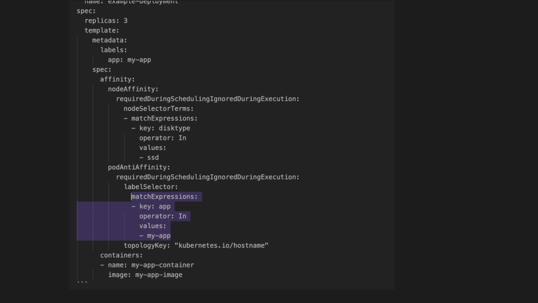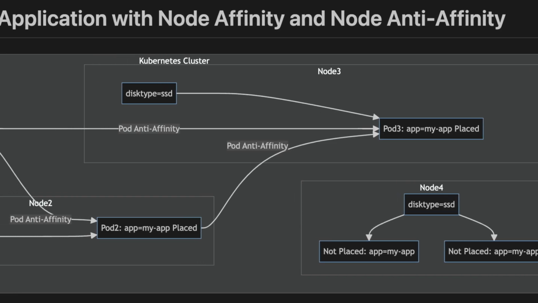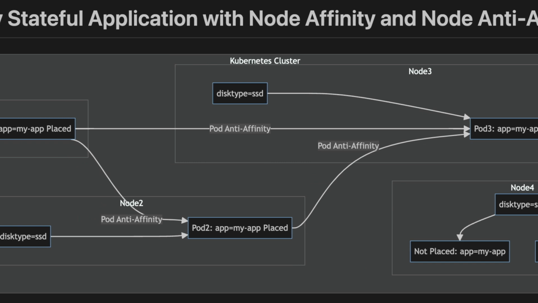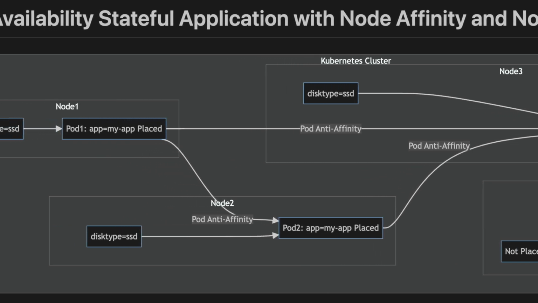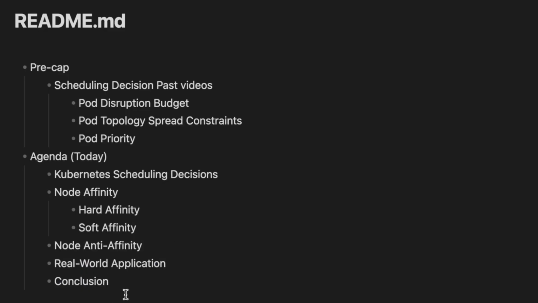So to conclude, that's the quick overview of node affinity and node anti-affinity in Kubernetes. This feature basically gives you fine-grained control over pod placement, and by doing that, you ensure optimal performance and availability of your application. And to recap, we looked into Kubernetes scheduling decisions, node affinity, anti-affinity, and a real-world application.